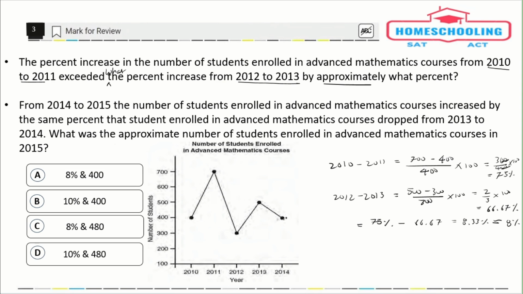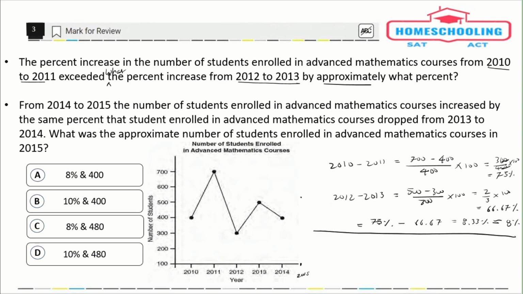So if we take 2015 somewhere here, so if it is increasing by some percentage, so decrease by 2013 to 2014, so decrease from here to here, whatever the percentage it is decreasing, in 2015 it will be increased by the same amount, same percent. So let's find the percentage drop in 2013 to 2014.